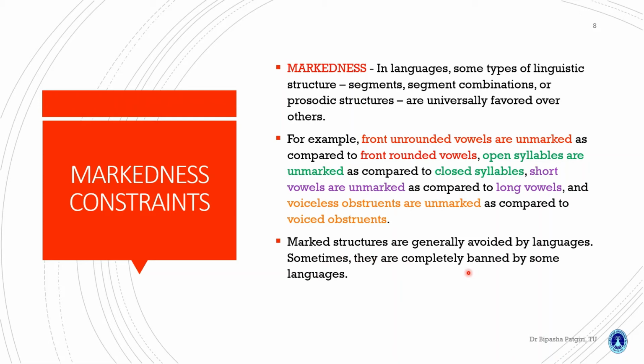Sometimes they are completely banned by some languages. For example, most of the languages, or you can say all of the languages, do allow short vowels because they are unmarked. Some languages totally ban long vowels because they are marked. So all the languages will have short vowels, but some languages do not allow long vowels. The notion of markedness, that is why, is inherently asymmetrical. So why choose between unrounded and rounded? Because there is an asymmetrical behavior of linguistic components or linguistic categories.